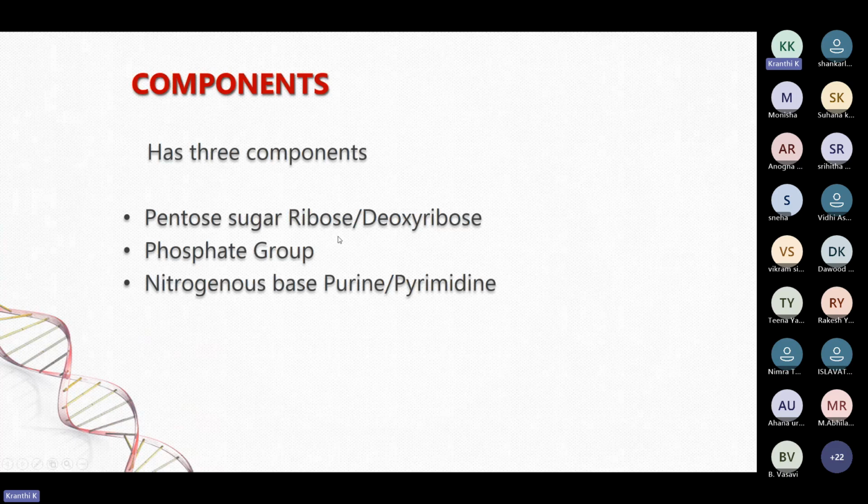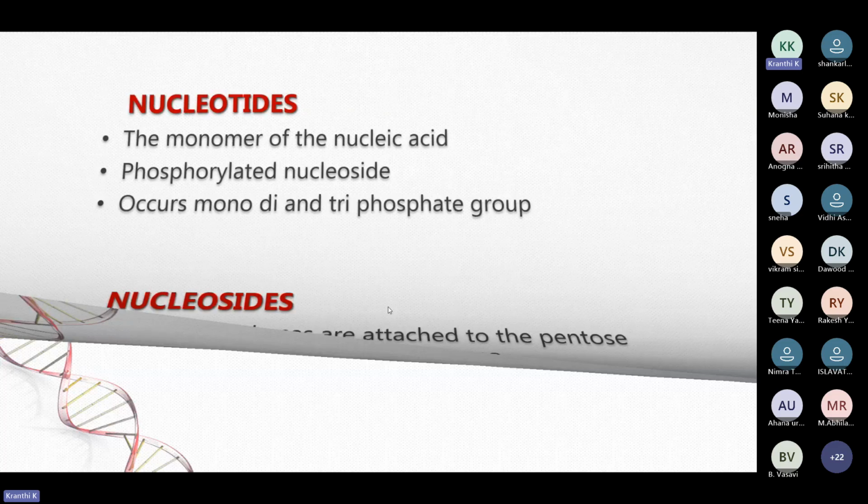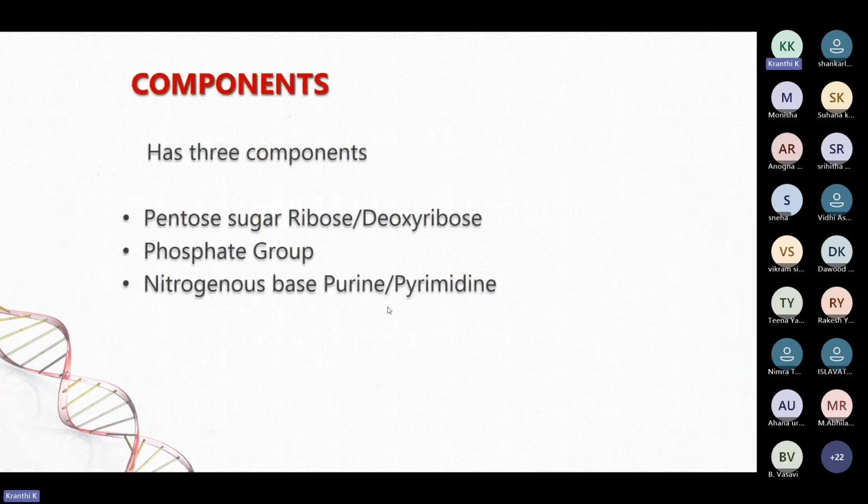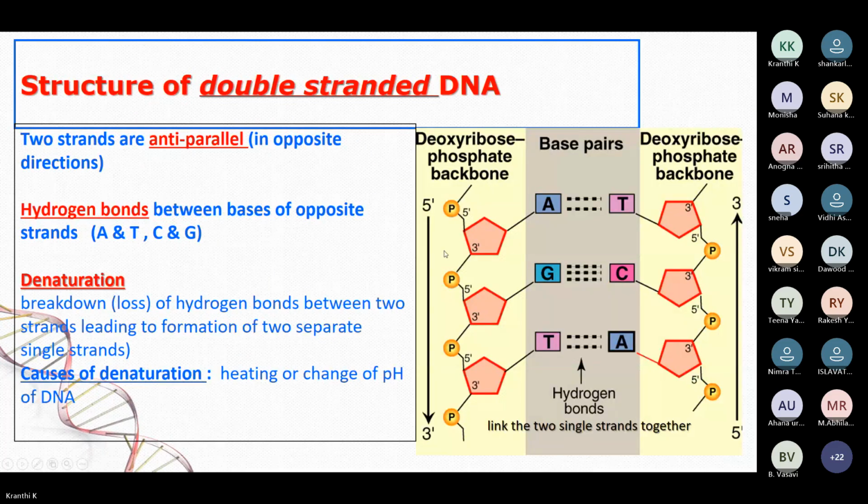So what's the difference? If it is an RNA, RNA contains a ribose sugar. If it's a DNA, DNA contains the deoxyribose sugar. Then it contains a phosphate group. It also contains a nitrogen base. Nitrogen base may be a purine or pyrimidine. So what is a purine? What is a pyrimidine? So we'll discuss now. You understood, right?